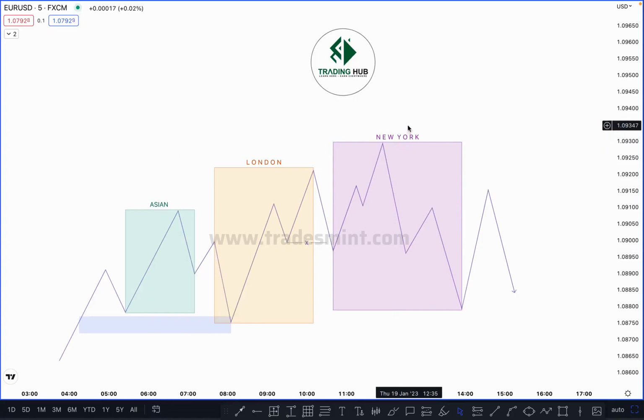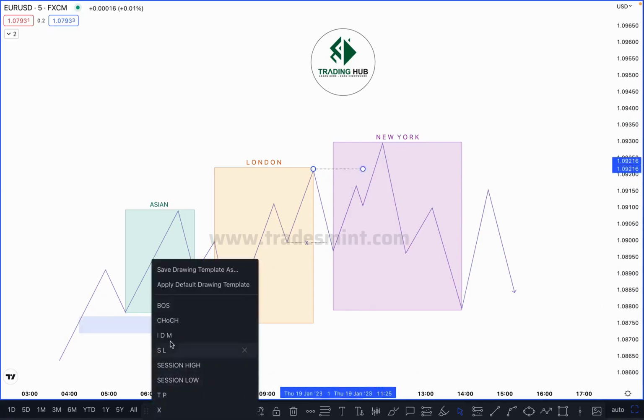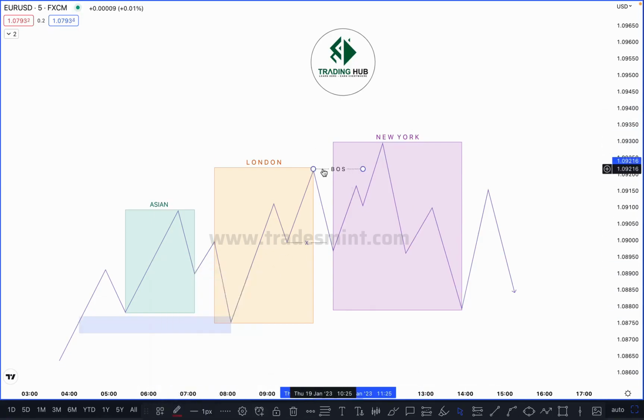And then what happened here? Again, the market breaks this structure here, and this is called our break of structure in terms of session timing, right? So this is our break of structure, this is our break of structure. It means market momentum is bullish. So what happens if the market closes above it? If the market closes above it, we are looking for the buy.